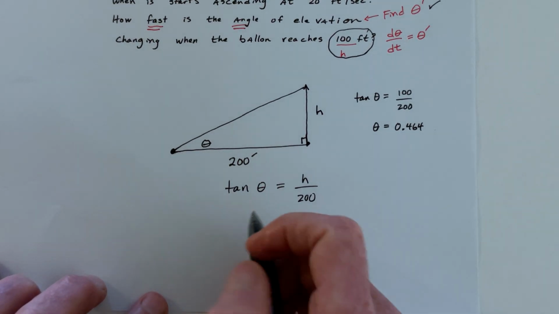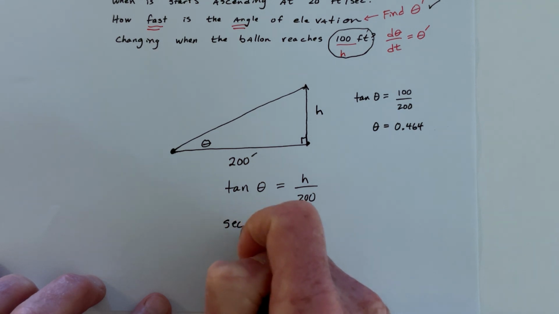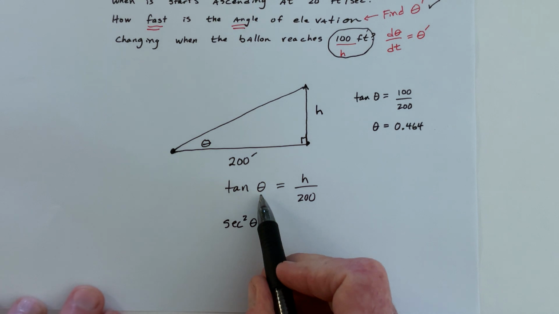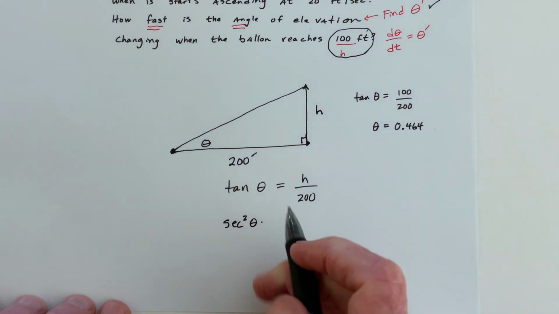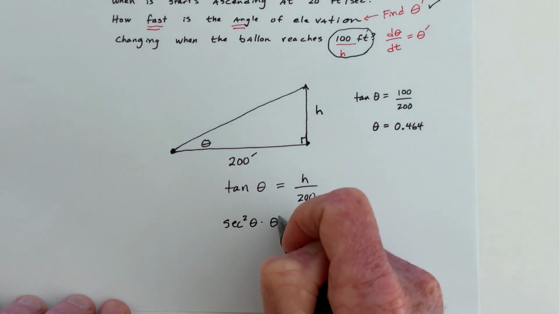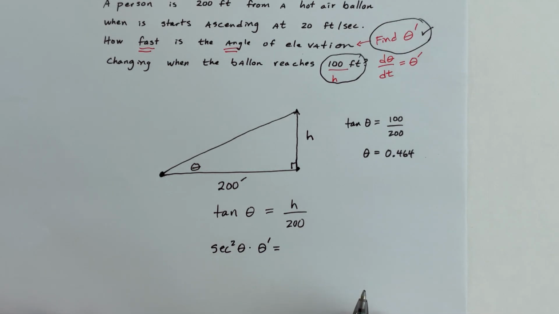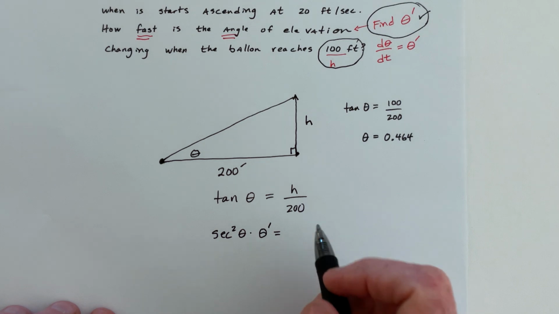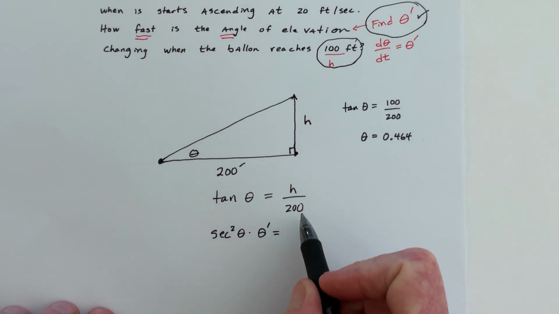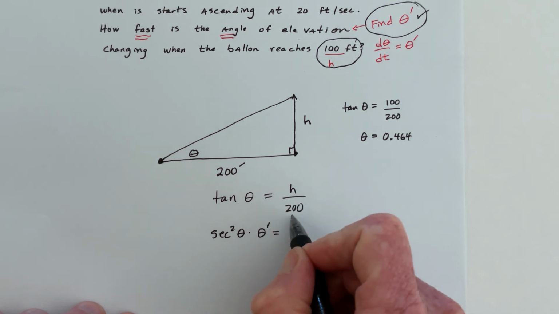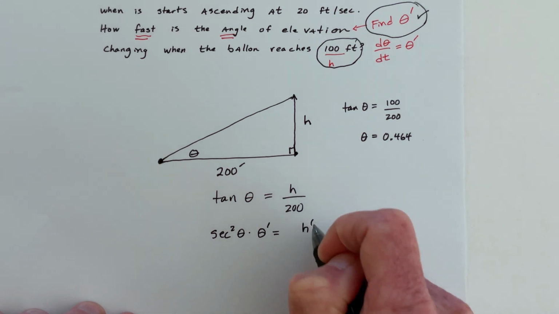So the derivative of tangent is secant squared. And then the chain rule is going to insist you take the derivative of this theta, so that's theta prime. But that's actually good news because that's what we're supposed to be solving for. And then on the right side, because this is just a number, you don't have to use the quotient rule. You can just say take the derivative of h while the 200 stays there.